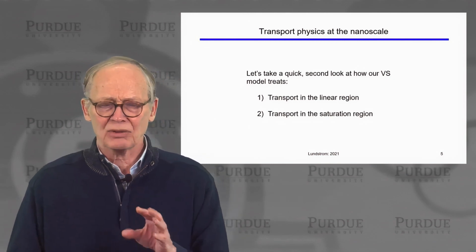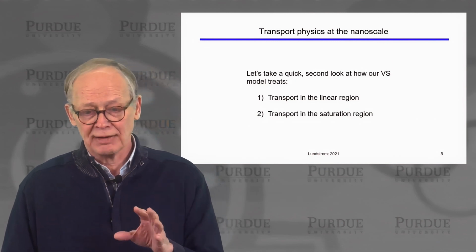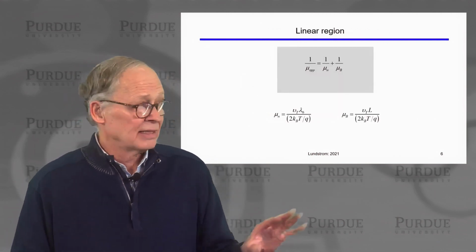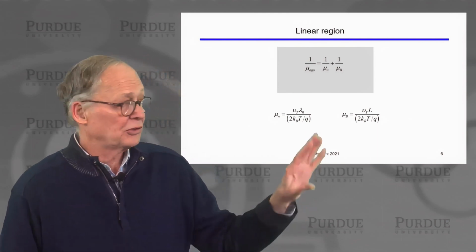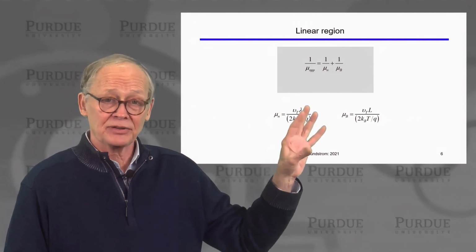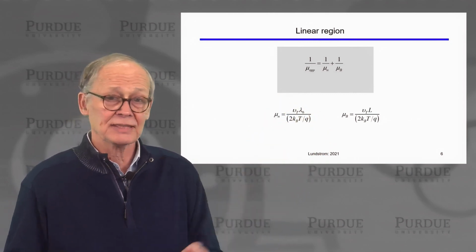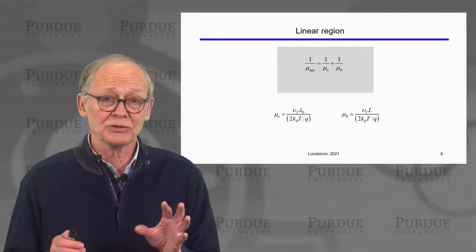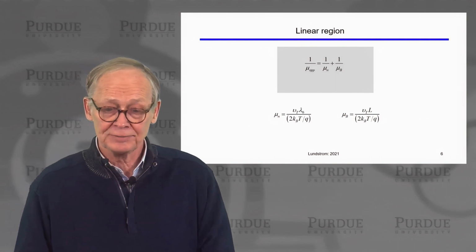Let's take a very quick look at transport under low VDS and under high VDS conditions. Under low VDS conditions, we're describing transport through this apparent mobility. The apparent mobility is a combination of the scattering limited mobility and the ballistic mobility. Each of those is a well-developed, well-understood concept with clear physical significance.